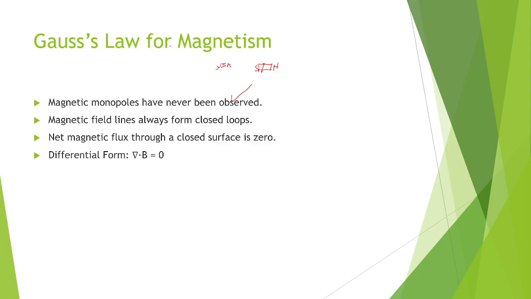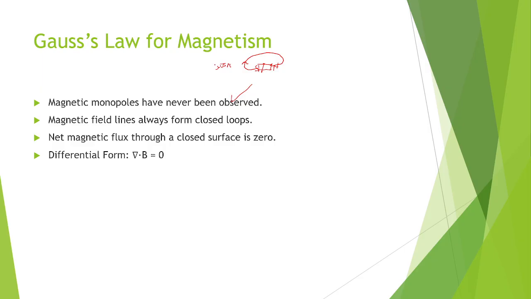Magnetic field lines always form closed loops. The lines start from the south and enter into the north. So all lines originate from the south and go into the north, and it is a closed loop. All the lines will start here and will enter ultimately into the north, and form a closed loop. So magnetic field lines always form closed loops.